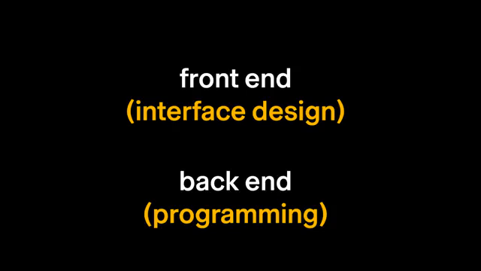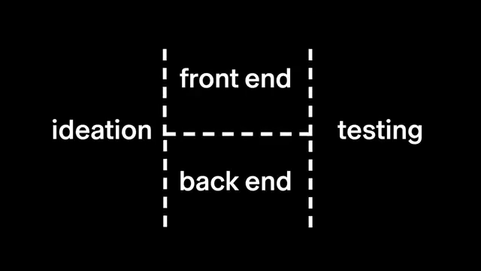Outside of these two main areas are another two that are very important. Ideation deals with coming up with an idea, figuring out how your website is going to work, what its goals are, and testing deals with getting feedback from an audience at an early stage, which might shape both the programming and the interface design, as well as the ideation. These four areas together provide the core for developing UI UX.